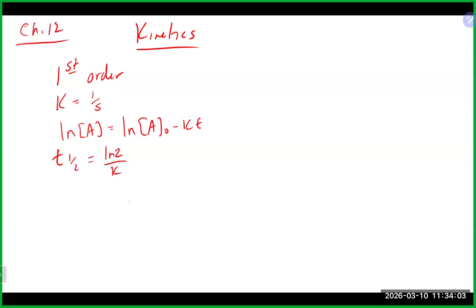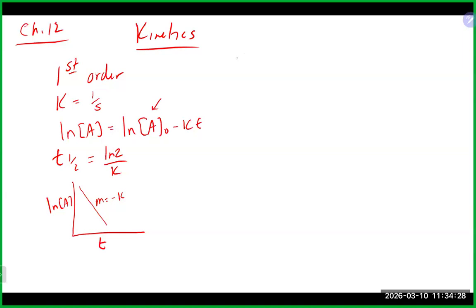It has a specific graph associated with it, and that is the natural log of A versus time. That is achieved by rearranging this equation in the form of y equals mx plus b. That should give you a linear line where the slope of that line equals minus the rate constant. Again, that should leave you with a positive rate constant.